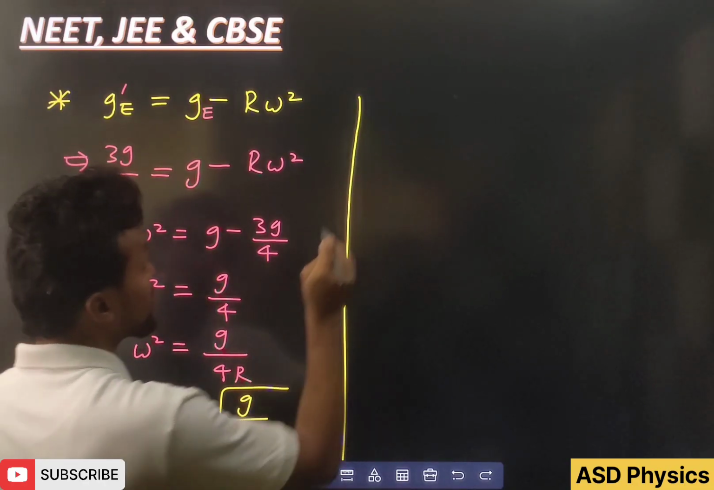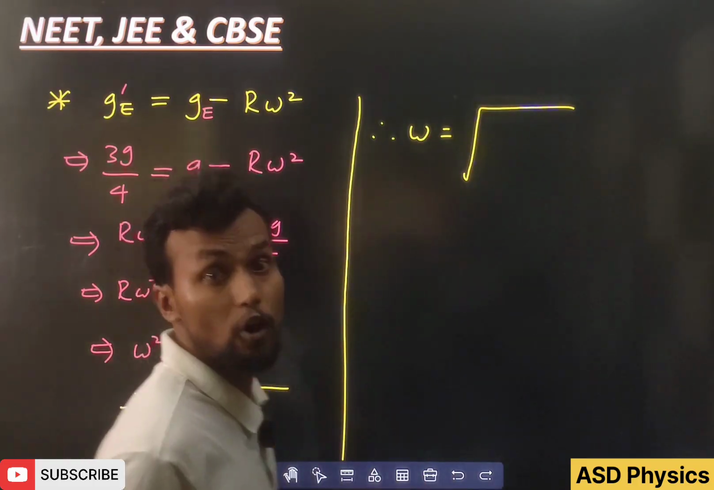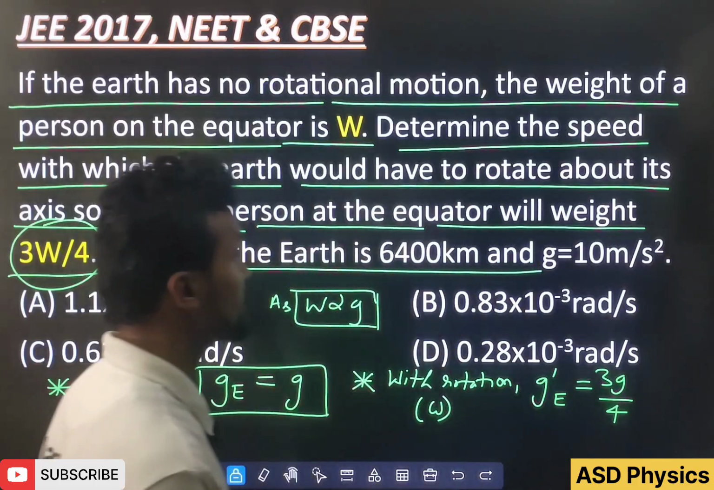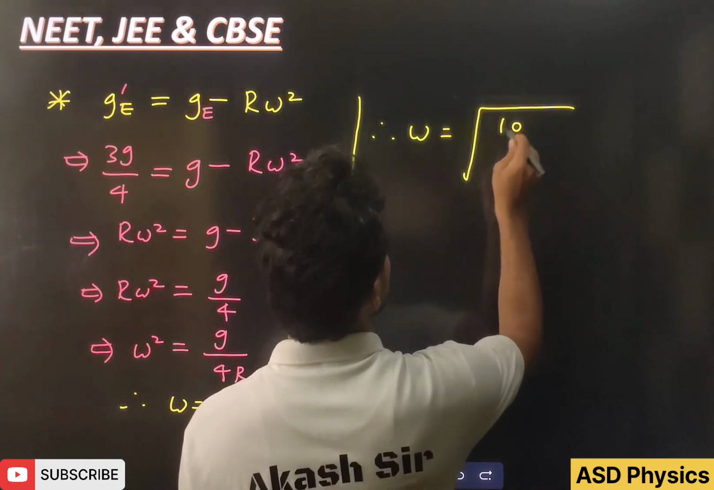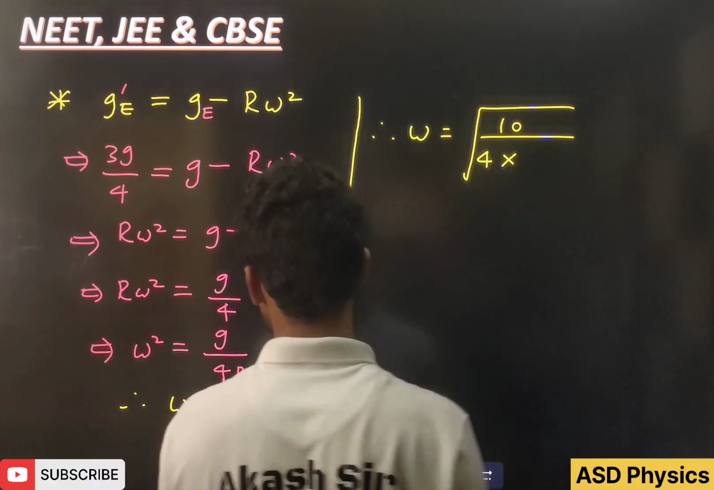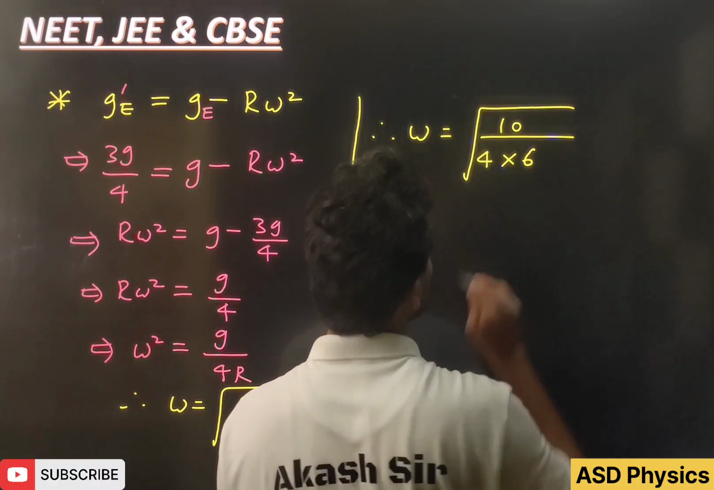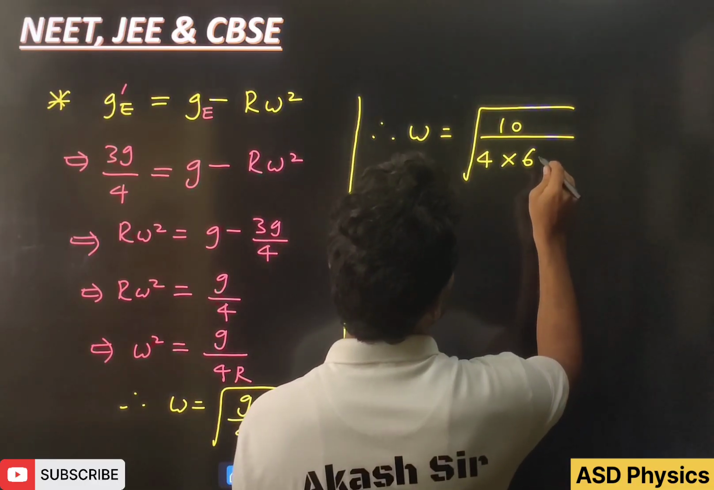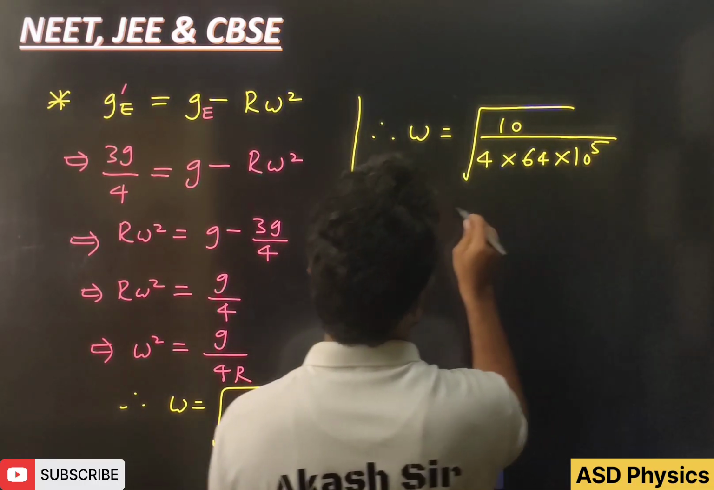But here we have to get the value. So omega will come as root G value. How much is given here? G value, anything they have given? Yes, they have given 10. So the G value is 10, and 4 as it is, and the R value is 6400 kilometers. So I can write 6.4 into 10 to the power 6, or I can write 64 into 10 to the power 5.